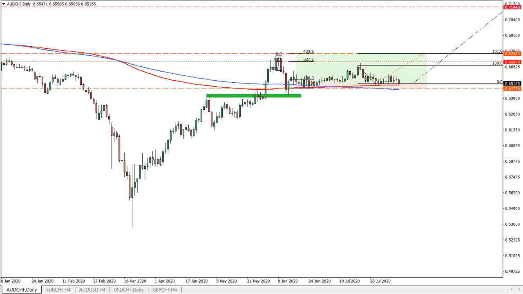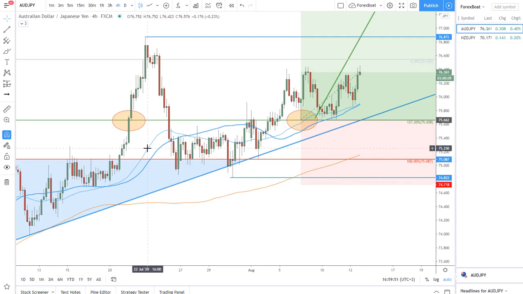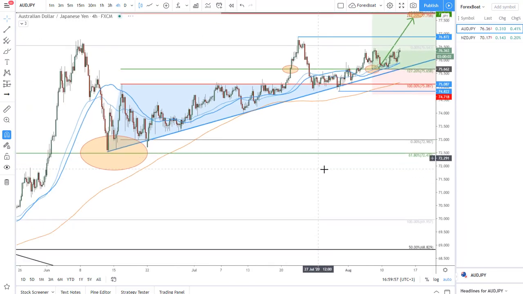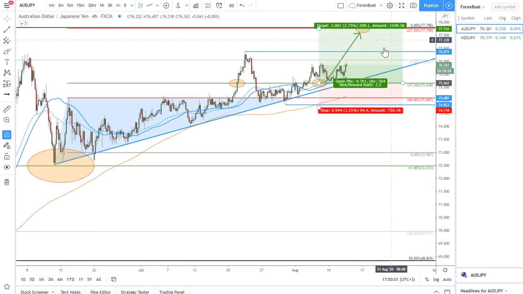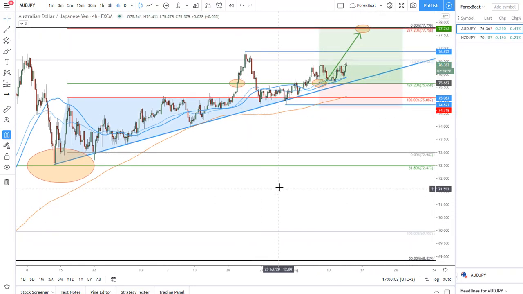Okay, and we are left with TradingView, a few ideas. Let's see. So here we have Australian Japanese yen. It's in green. Idea still valid, and I still expect this move towards the resistance, towards the upside target, along with Australian Swiss franc, which also looks very bullish.